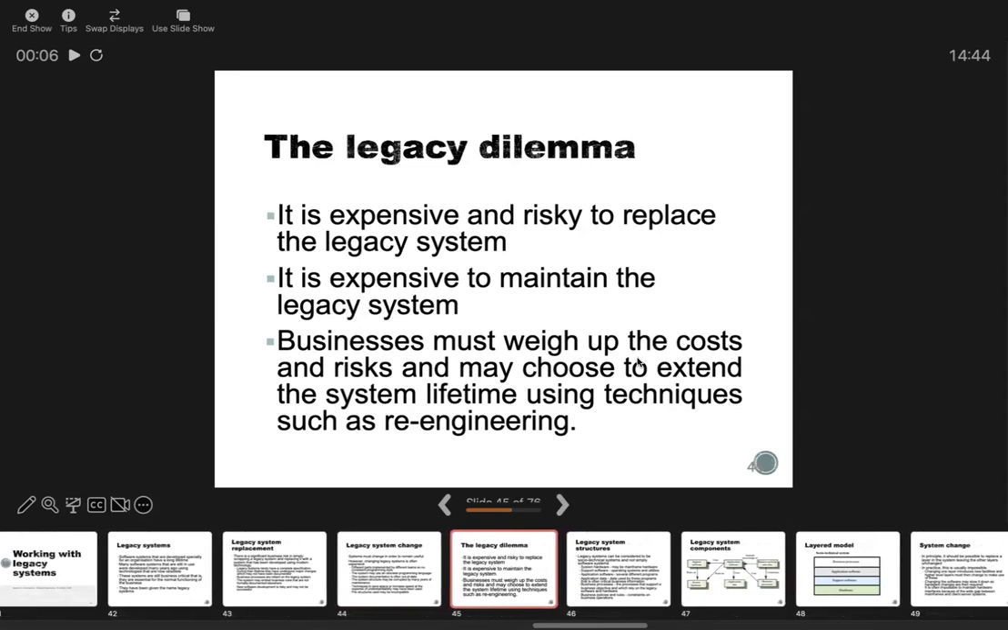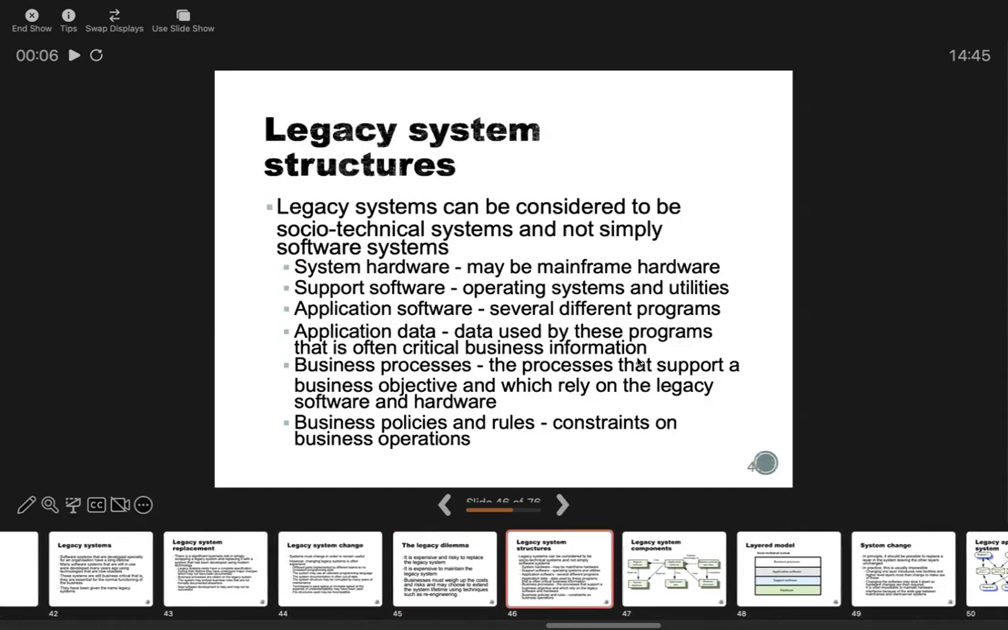So yes, legacy is a dilemma. Sometimes we say that legacy is expensive and risky, and sometimes we say that the legacy system is not performing well, so we should take action in some way. Actually, this could be balanced, and it gives the highest performance and the highest resultant value.